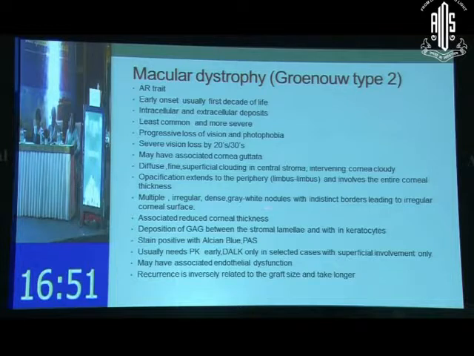There are multiple nodules in the central area. The deposits are glycosaminoglycans or mucopolysaccharides, and they stain positive with Alcian blue. Important to remember, if you forget what the deposit is, we used to remember M is M. If you have a macular dystrophy, it's a mucopolysaccharide which is deposited. They usually need PK, DALK only in selected cases. Important to remember that in macular corneal dystrophy, even underlying endothelial dysfunction may be there.